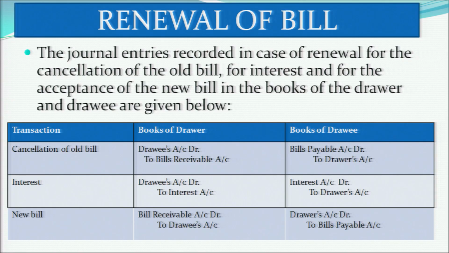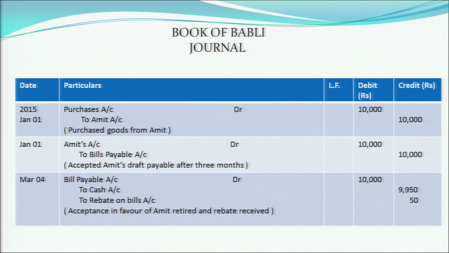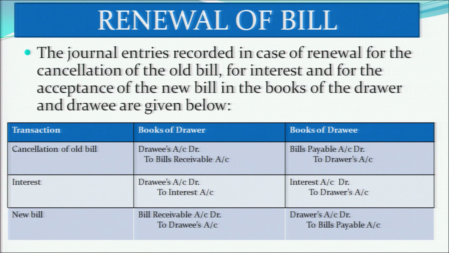Let us see what is renewal of the bill. Renewal means we are cancelling the old bill and we are renewing our terms, right? You can have 10 more days. But the new term which is going to come here is the interest amount. So for cancelling, the entry would be same: drawee's account debit to bill receivable account. But for the interest entry, drawee's account debit to interest. Who is going to pay the interest? The drawee is going to pay the interest. So bill receivable account debit to drawee's account.